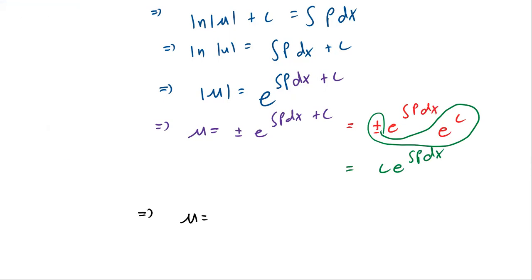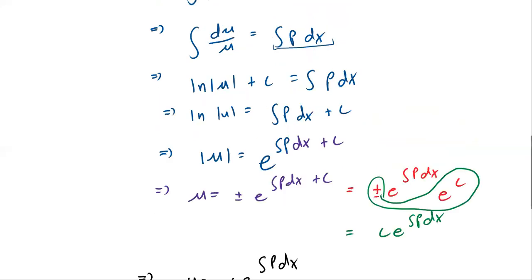Mu equals a constant times e to the integral of p dx. Right? And now, not only this, we can simplify this more. Why? Well, we're only looking for one function mu. This is giving you infinitely many functions because of the c. We only need one.